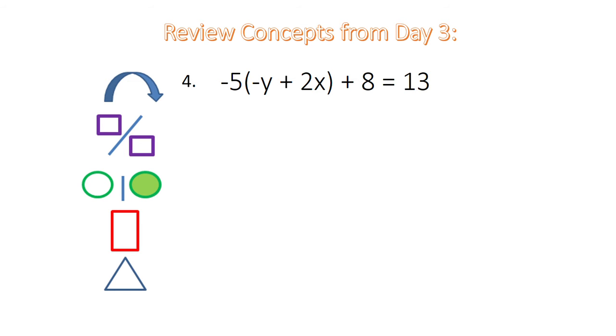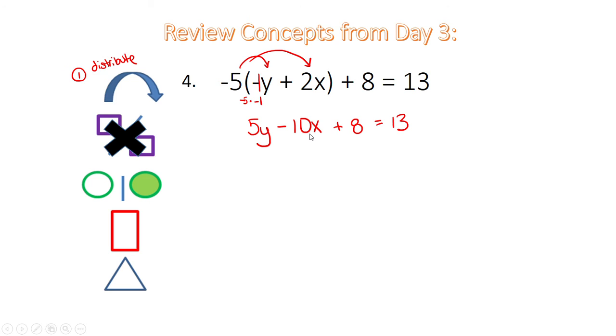We're going to follow our steps. The first step is to distribute. We're going to do -5 times -y, and that's going to become positive 5y. Why? Because it's negative 5 times a -1, the number in front of negative y. A negative times a negative becomes a positive. So now it's positive 5y. Then we do -5 times 2x, which becomes -10x. And then we can bring everything else down.